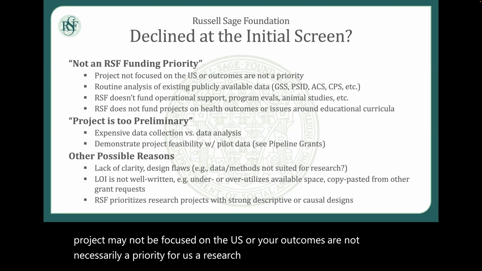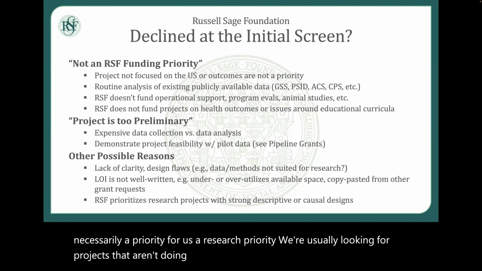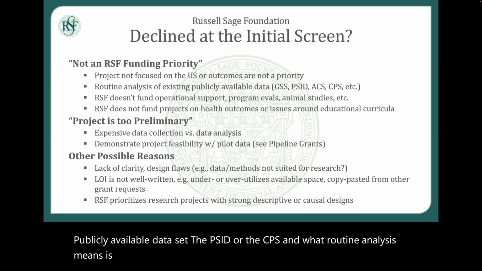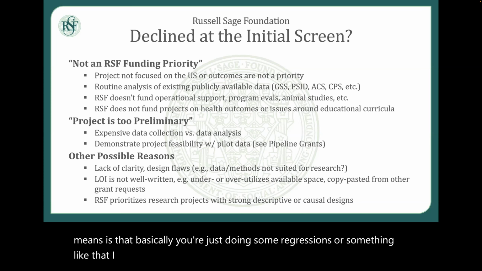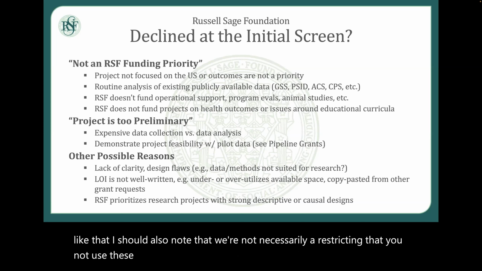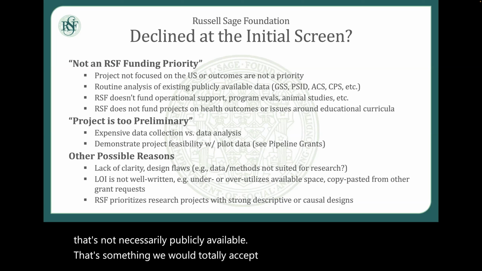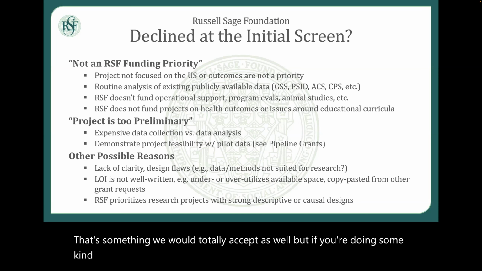We're usually looking for projects that aren't doing any kind of routine analysis of existing publicly available data sets like the PSID or the CPS. And what routine analysis means is that basically you're just doing some regressions or something like that. I should also note that we're not necessarily restricting that you not use these data sets. For instance, if you wanted to use the CPS but link it with data that you collected on your own or with another data set that's not necessarily publicly available, that's something we would totally accept as well. But if you're doing some kind of project that's solely looking at these, then that's something we would probably pass on.